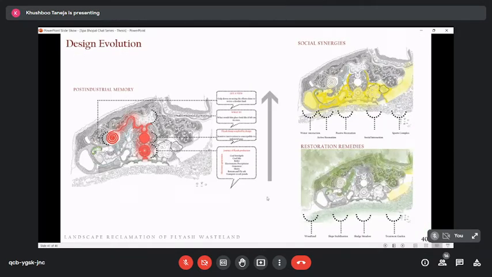The design evolution happened through three major points, which were post-industrial memory, the social synergies that were envisioned, and obviously restoration remedies. So I tried to carve out a story, like when we are moving from here to here, what kind of a story we are able to see. So what I thought is that when we're entering, one should be able to see what kind of a place they're standing on, what has been the journey of fly ash.